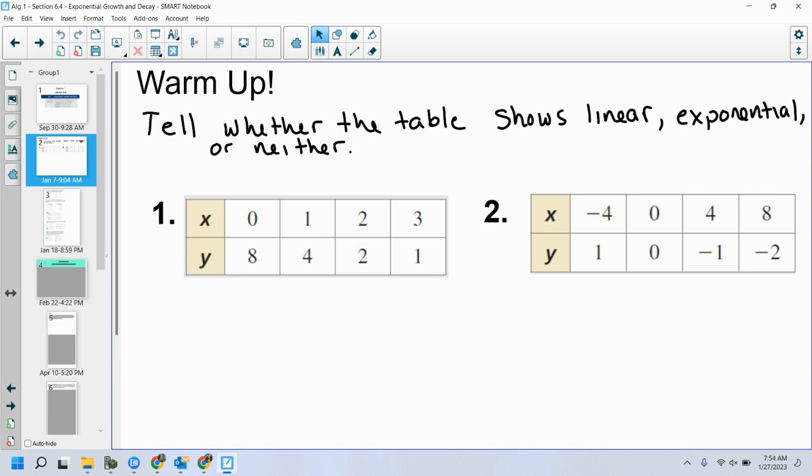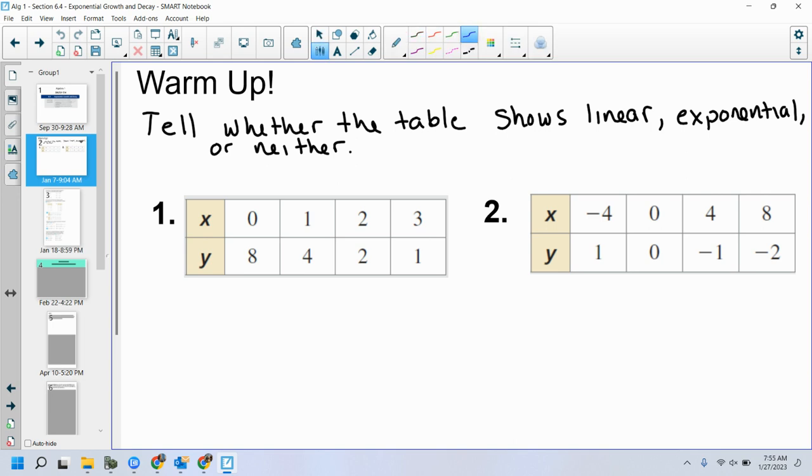Tell whether the table shows linear, exponential, or neither. I guess it could show neither, right? We will end up finding whether something is quadratic or not later on down the line. So I guess it could be neither for right now if it turned out quadratic. What do you look for if it's exponential? Multiplication, right?